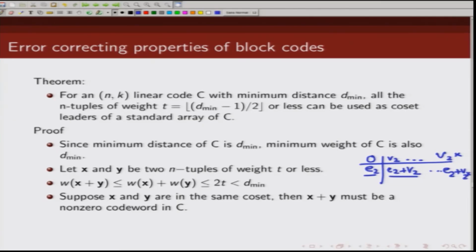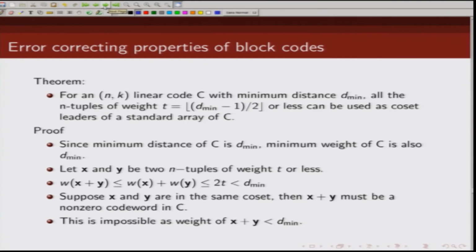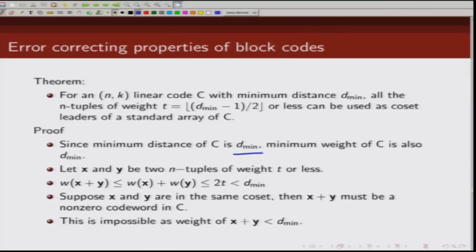So, if we take any two elements in the same coset and we add them up, we are going to get a non-zero code word. So, if x and y are in the same coset, then x plus y must be a code word. This is impossible. Why? If x plus y is a code word, then the minimum distance of x plus y must be d min. But what is the weight of x plus y? We just showed in this bullet that the weight of x plus y is less than d min.